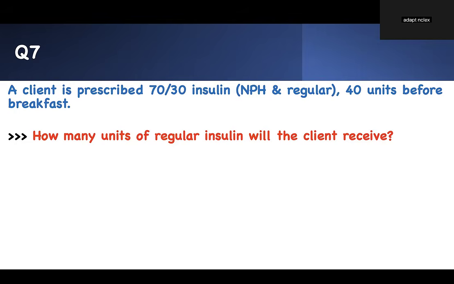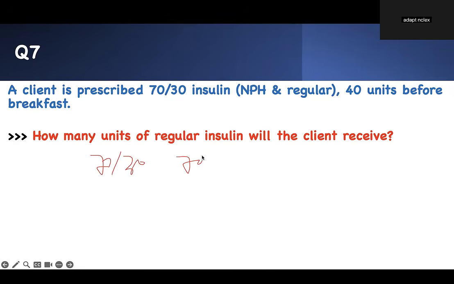Step back. I've given you the answer. But if you look at it carefully, you think it's a difficult question. If you see this in nursing school or on the NCLEX, this is the way you approach it. They want to find out if you can critically think. And what is that? I give you 70/30 insulin.